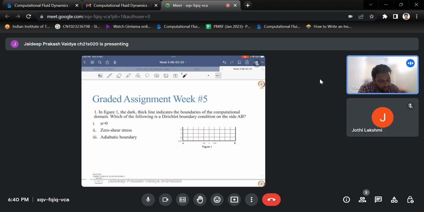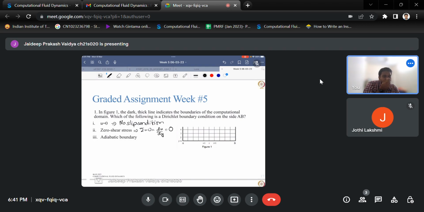In the figure, the dark thick lines indicate the boundary of the computational domain. Which of the following is a Dirichlet boundary condition on the side AB? So AB is given. The first option is u equal to 0, which is basically known as the no slip condition. And the second one, the zero stress condition, is basically tau equal to 0, which means du by dy is equal to 0.